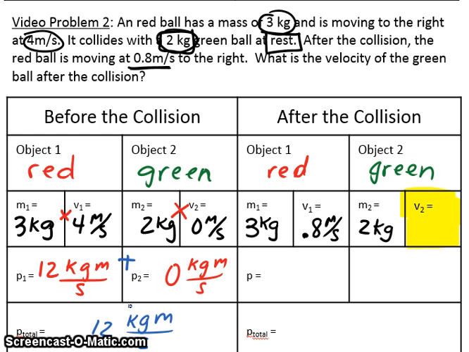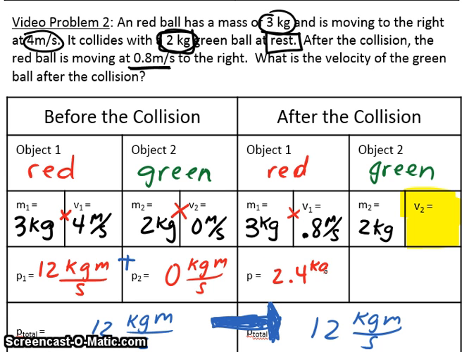The steps are exactly the same. After the collision, we have the same total momentum. So we're going to carry that on over, 12 kilogram meters per second. We know the totals have to stay the same. So now we have a momentum up here where we have 3 times 0.8, which equals 2.4 kilogram meters per second.